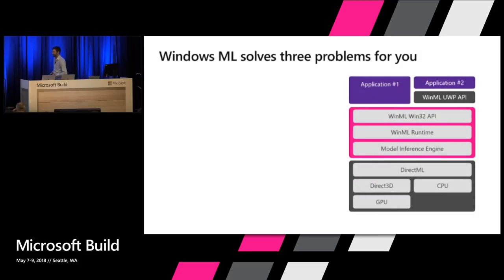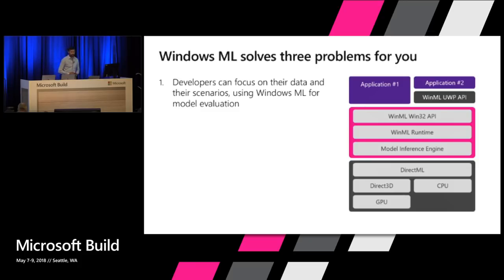So when I was writing that style transfer app, Windows ML helped solve three problems for me. First, as a developer, I didn't have to worry about creating each one of those visual styles myself. I could focus on the data that I have and the scenario that I wanted to enable, in this case, a visual style transfer. Windows ML has a built-in evaluation engine in Windows, which allowed me not to focus on infrastructure and deploying machine learning engines, but just focus on scenarios.